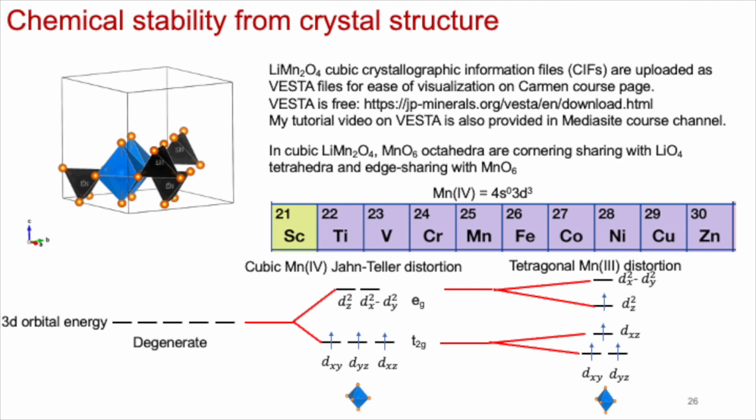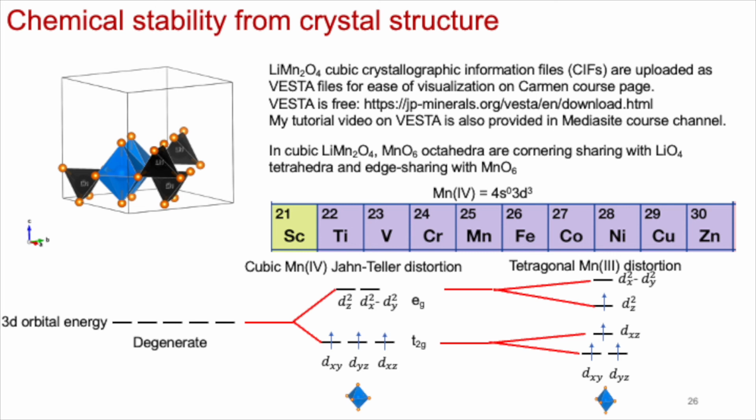So in space, for a 3D metal, all the 3D orbitals will be degenerate, but we're not in space, we're not in vacuum. There are ligands. So these are oxygen, those are the orange atoms here. Lithium is in these tetrahedral configurations. Manganese is in the octahedral. That means there's 8 sides, right? Six-fold coordination.